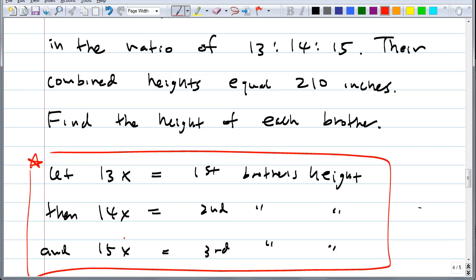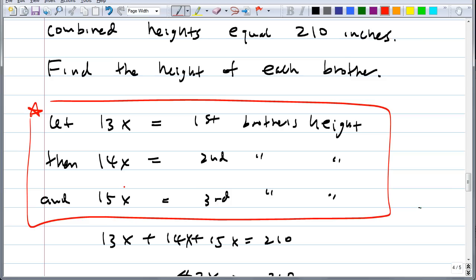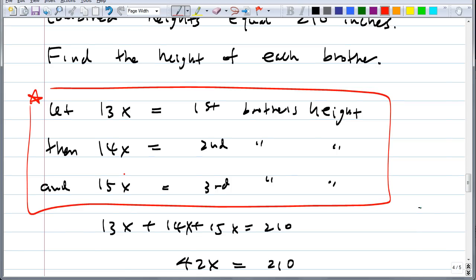And what's our equation that we need here? How about Joseph? What would the equation of this be? 13x plus 14x plus 15x equals 210. Exactly. When you add them all together, it equals 210, doesn't it? Because that's the formula, right? How do you figure out the total height? You add them all together. So when you add them together, did you all get 42x equals 210?